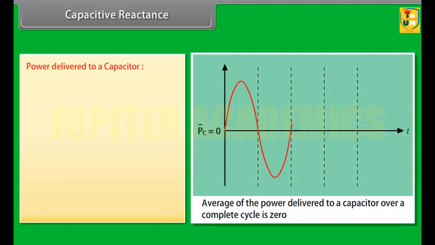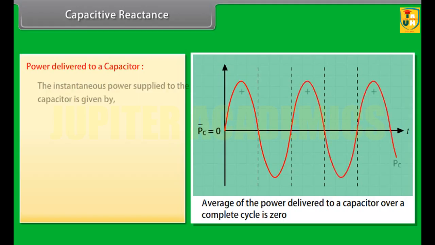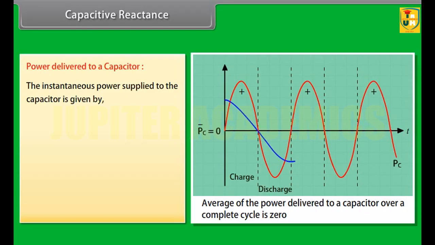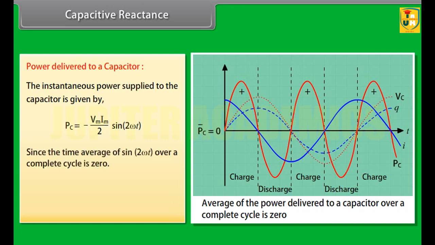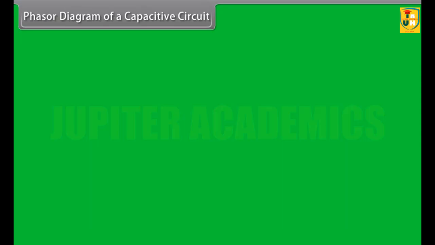Power delivered to a capacitor. The instantaneous power supplied to a capacitor is given by Vm Im upon 2 multiplied by sin 2 omega t. Since the time average of sin 2 omega t over a complete cycle is 0, therefore, capacitor power is equal to 0. Phasor diagram of a capacitive circuit.